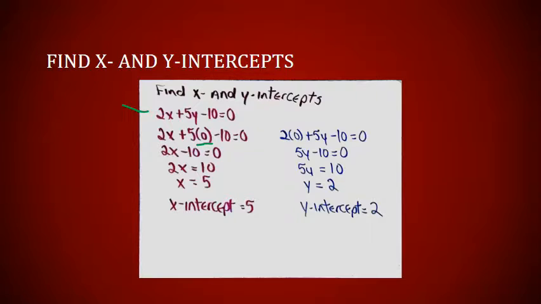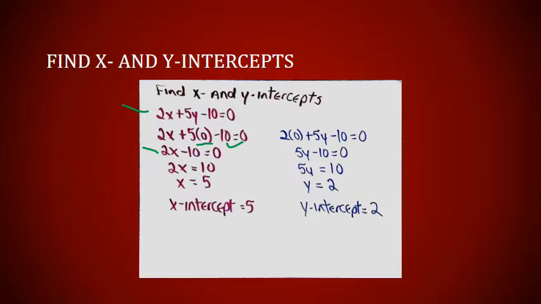Now we're going to solve. So I've got 2x plus 5 times 0 minus 10 equals 0. I could have gone ahead and moved this 10 over and made it a plus 10, but I decided to wait on it. It's just a preference; you could move it over in the very beginning. I did it towards the end. Well, 5 times 0 is 0, and I'm left with 2x minus 10 equals 0.